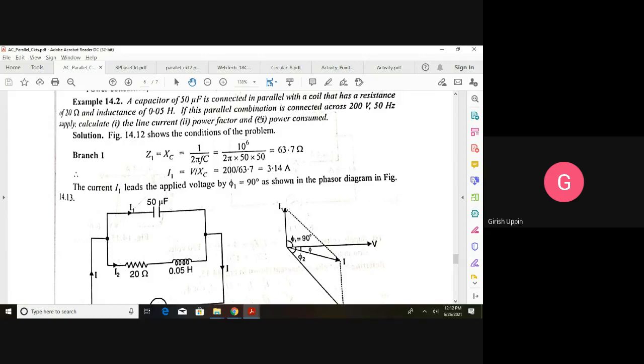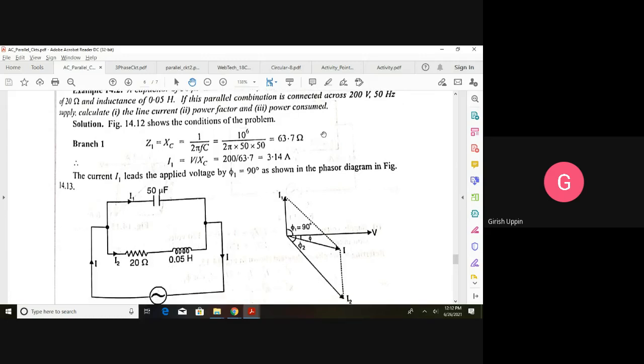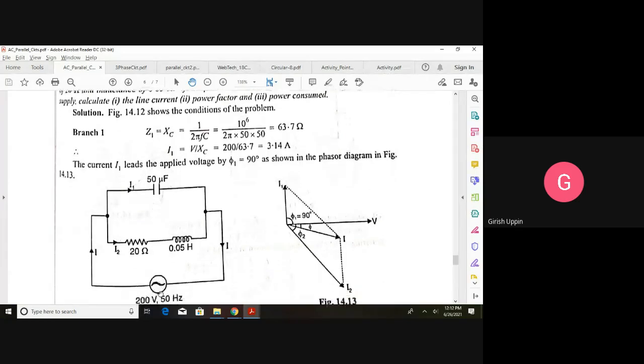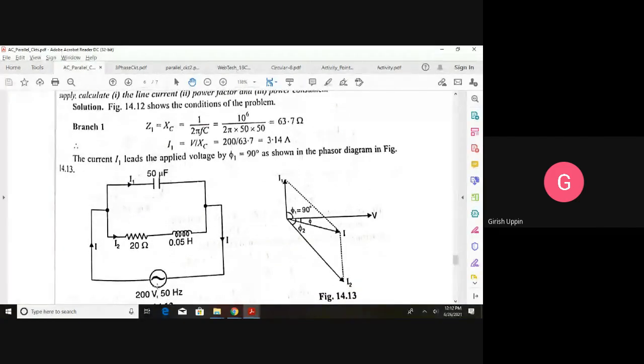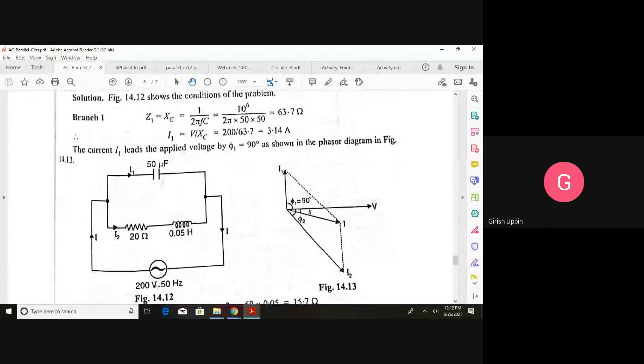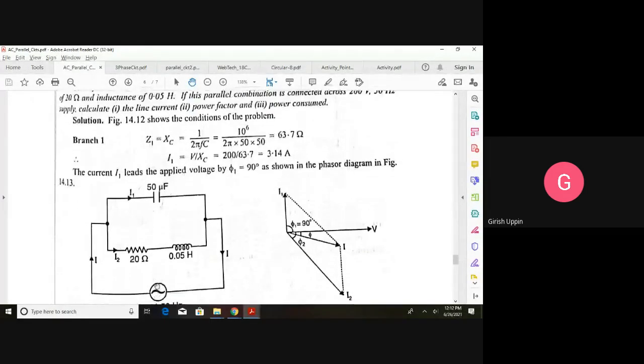If this parallel combination is connected across a 200 volt, 50 hertz supply, what we have to calculate is the line current. Line current means total current, power factor and power consumed. Only the same thing we have to find out.